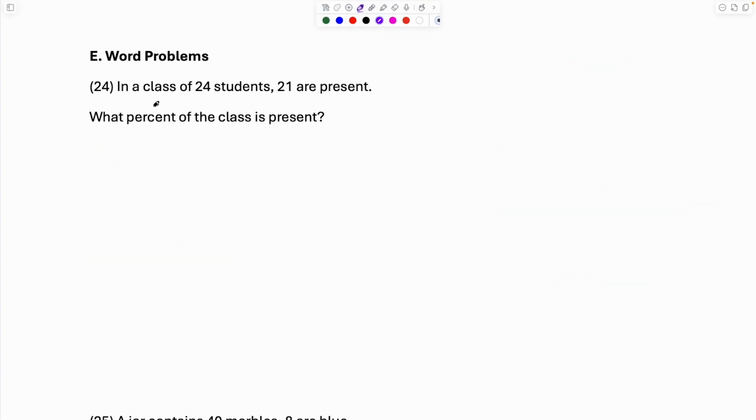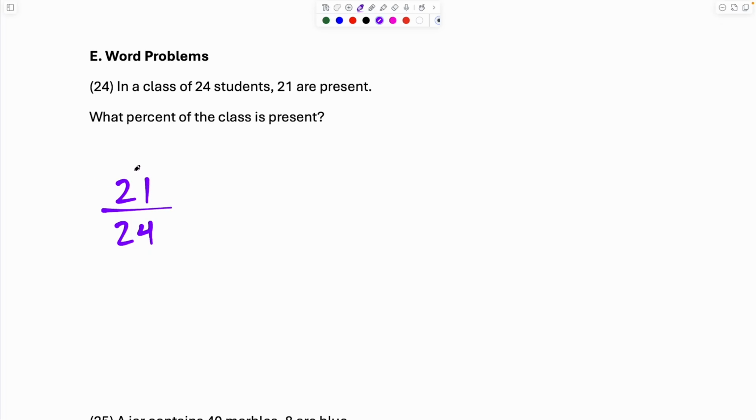For the last 2 questions, we're going to do word problems. For question 24, we have in a class of 24 students, 21 are present. What percent of the class is present? So first, what we could do with this information is we could make a fraction. The number of students that are present is 21. And we were told that in this class, there are 24 students total. So we put the part over the whole when we're making our fraction. The part of the class that is there is 21, and the whole class is 24.